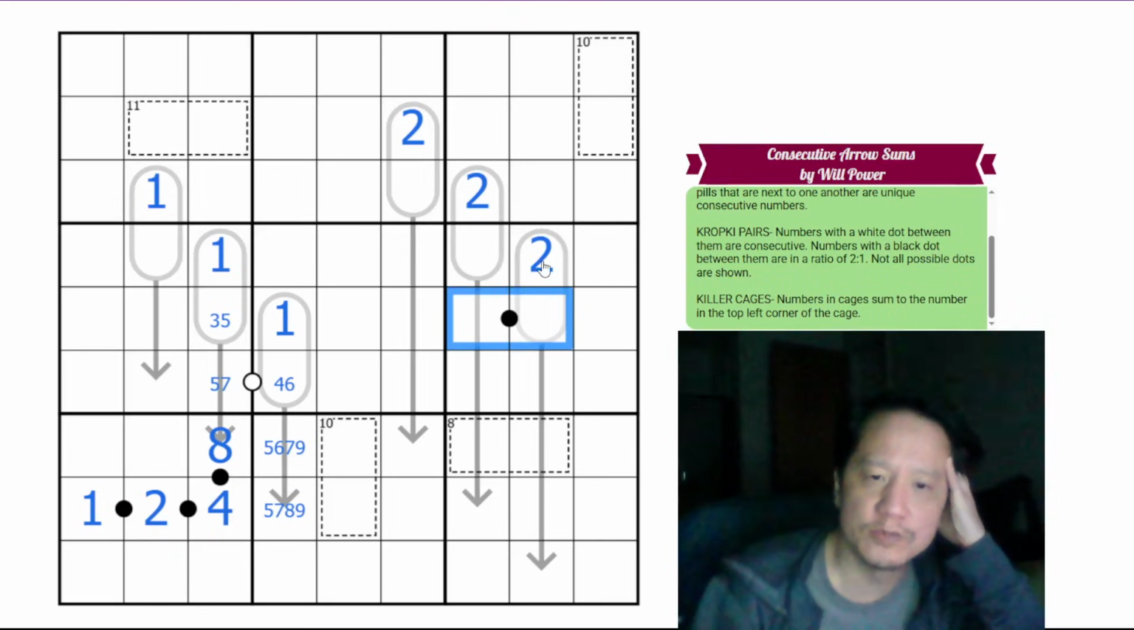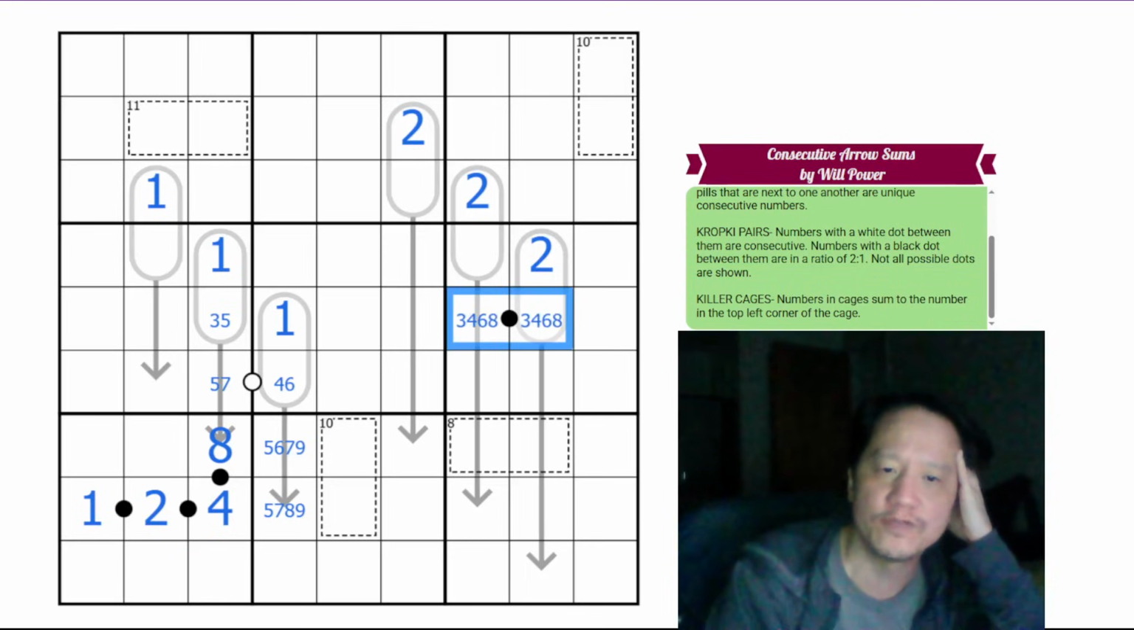This is in a 1 to 2 ratio, which does not include 2, so it's either 3, 6, or 4, 8 there.